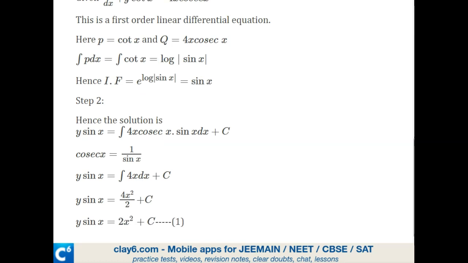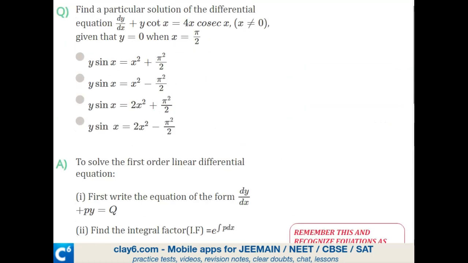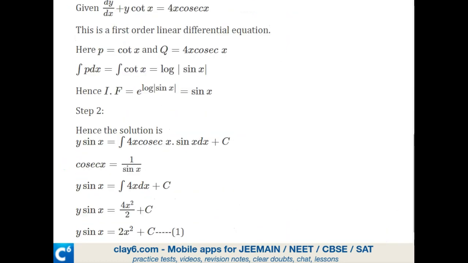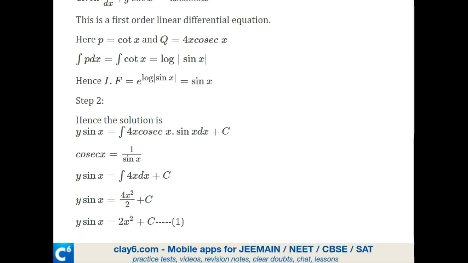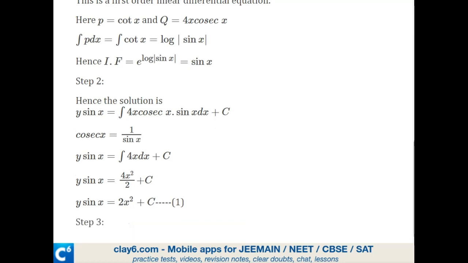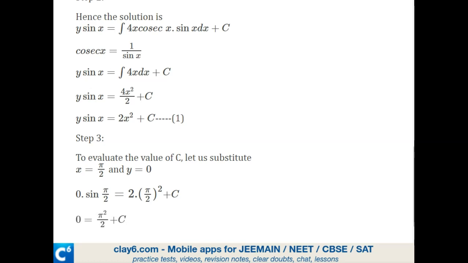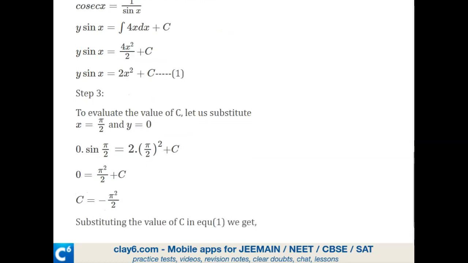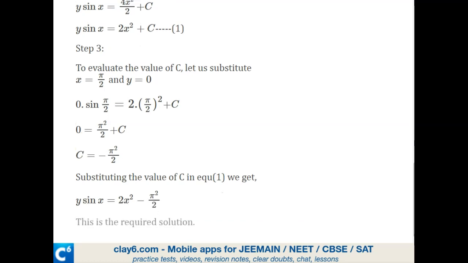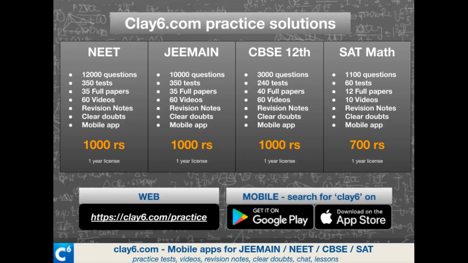But we can't just stop here. Look at the answers: they have pi square by 2, which means that they have solved for c, because there is an extra condition given, which is that y equal to 0 when x equal to pi by 2. So we are going to take advantage of that and solve for it. We know y equal to 0, so we solve for c and end up with c equal to minus pi squared by 2. Hence we substitute it, and this is the answer we get, and hence we arrive at the solution.